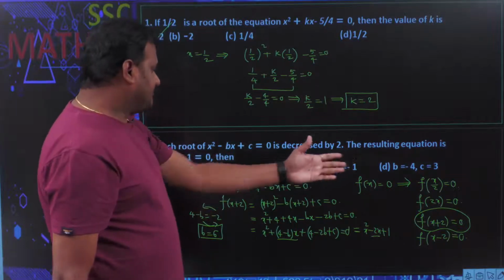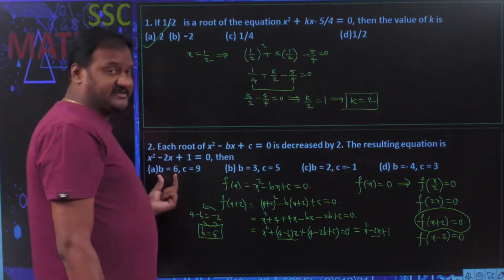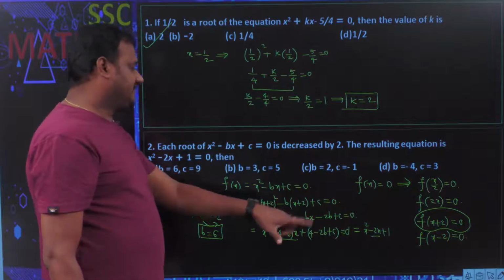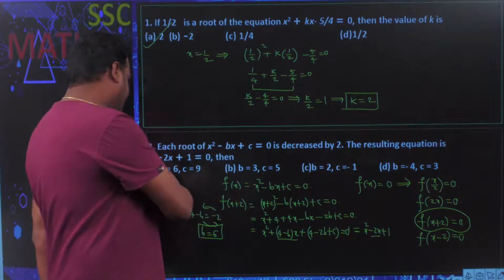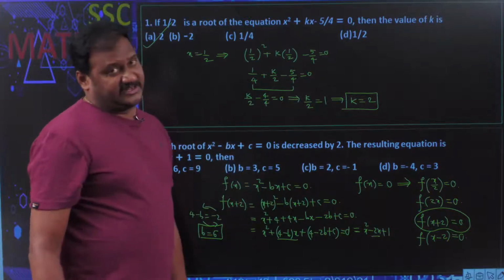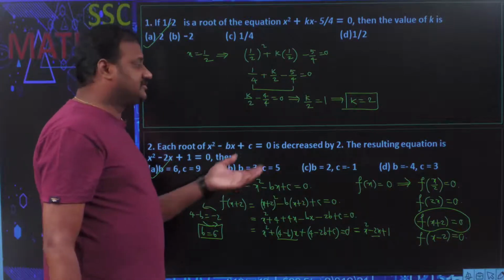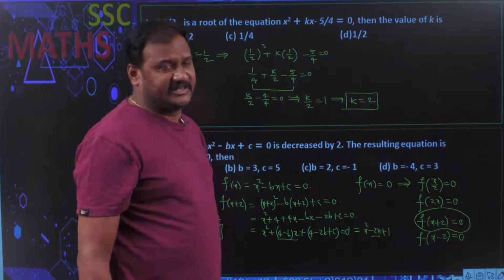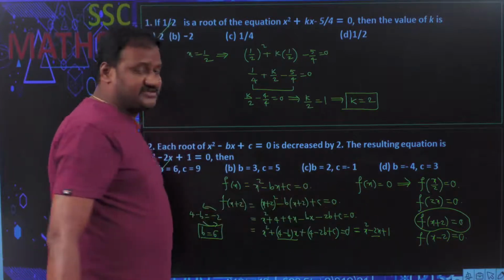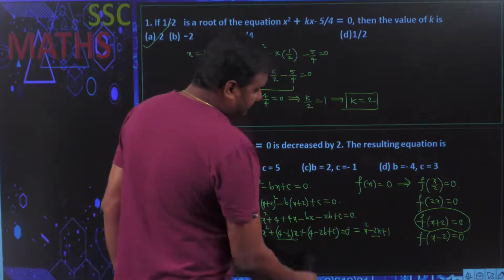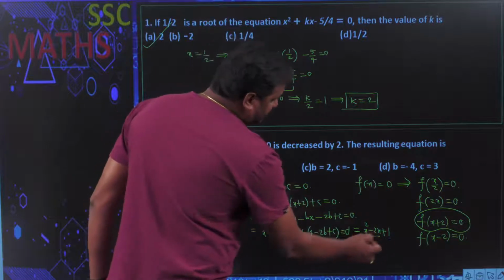Where is that b is equal to 6 in your options? See here it is, b is equal to 6. So without finding the value of c, you can say that A is your correct option, because b is equal to 6 is available only over here. Suppose in any other option b is equal to 6 is there, then find out the value of c also. To get the value of c, equate constant to constant.